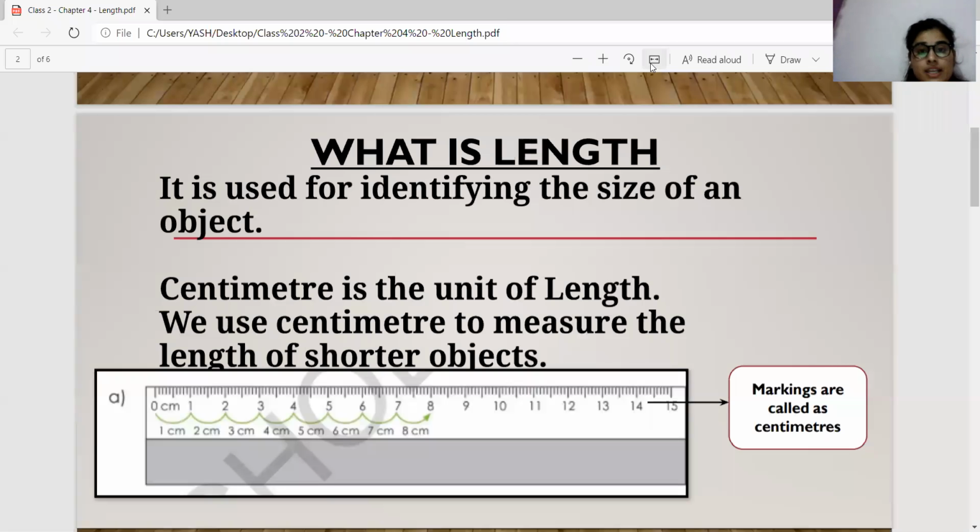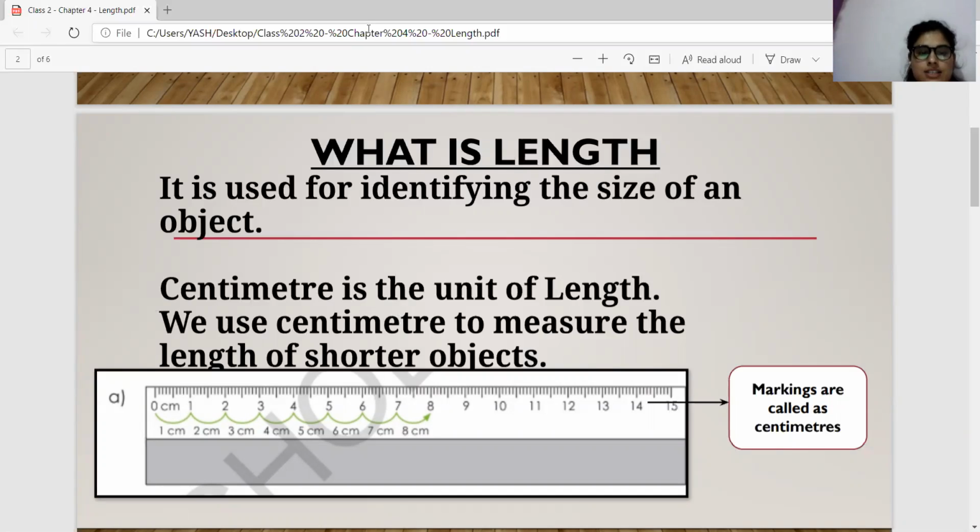So as I am saying length, to measure the length, the first question that comes to mind is, what is length? Length is used for identifying the size of the object, meaning how long the object is. So this is called length. Centimeter is the unit of length. Whenever we need to measure a small object, we always use centimeter. We use centimeter to measure the length of shorter objects.